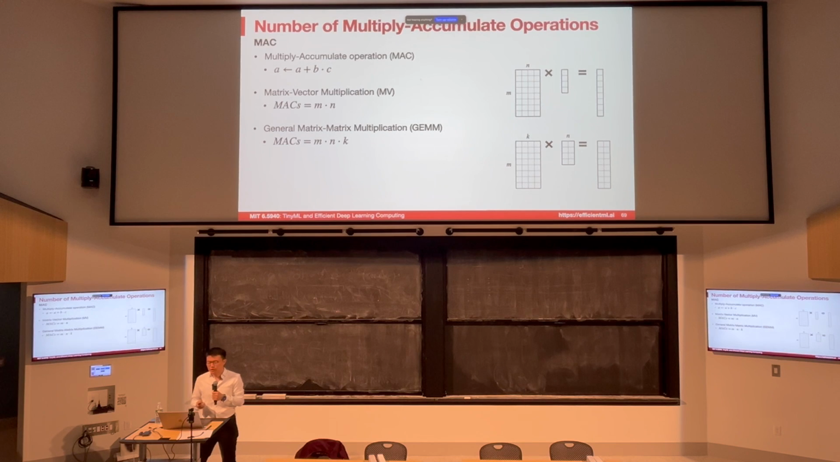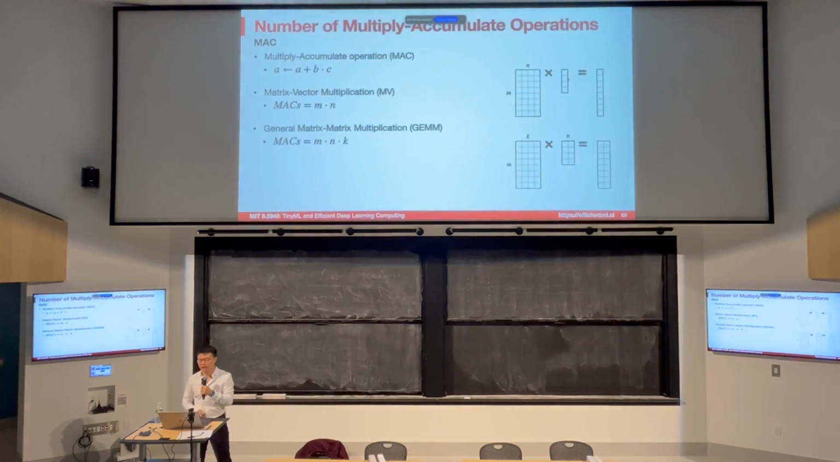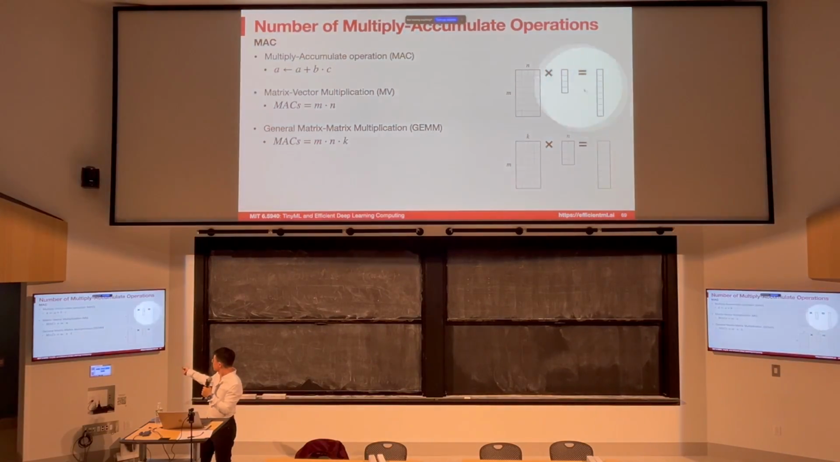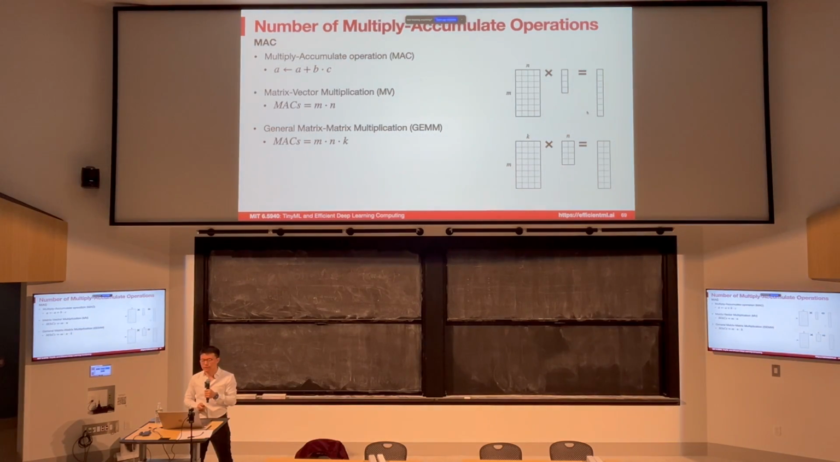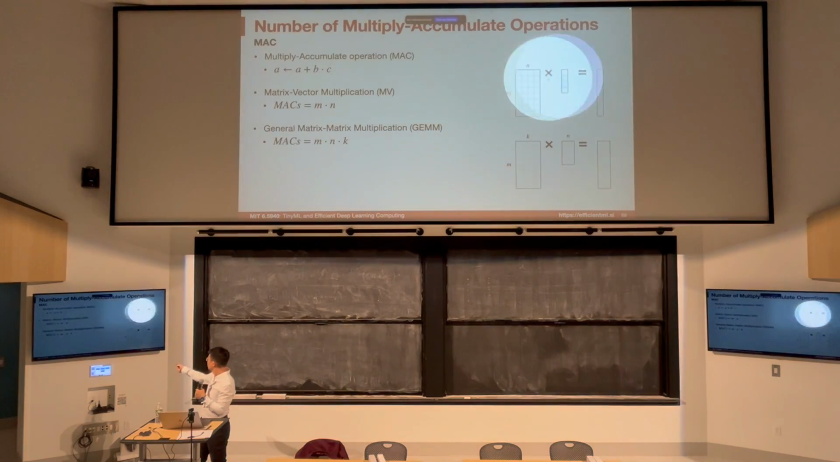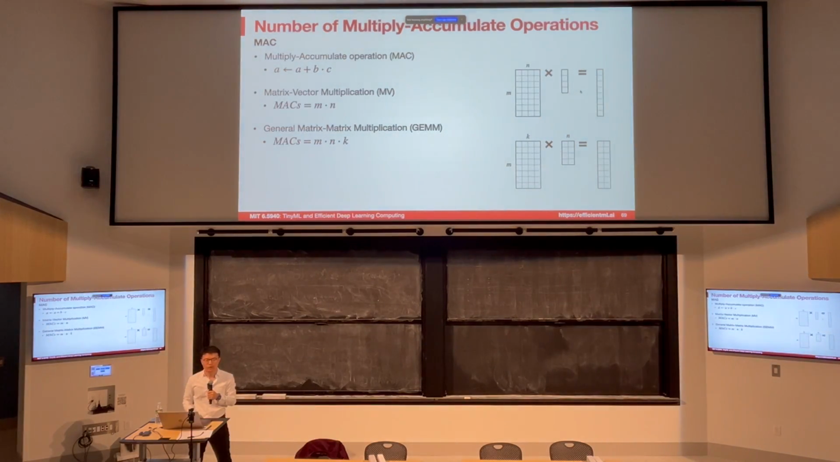So for matrix vector multiplication, how do we calculate the number of MACs? For example, on the top right corner, this is a matrix vector multiplication. Okay, so we are going to produce M outputs. In order to produce each output, we need to calculate N MACs. So altogether, we have M times N MACs.